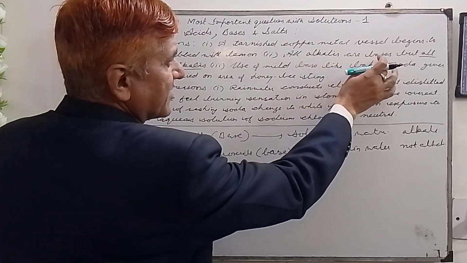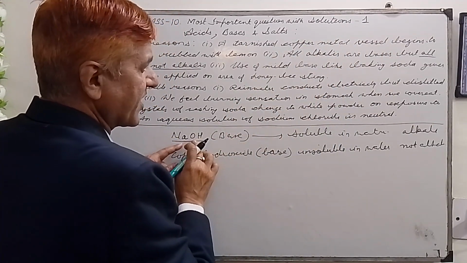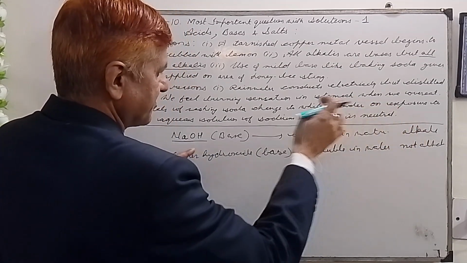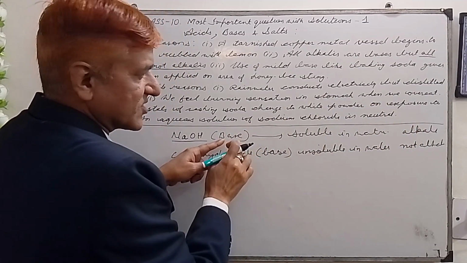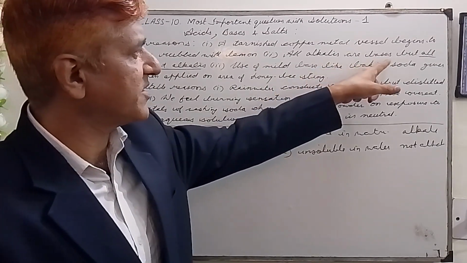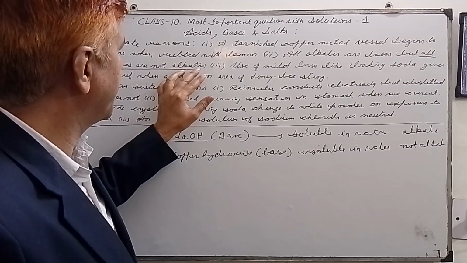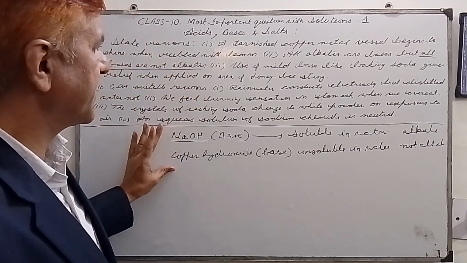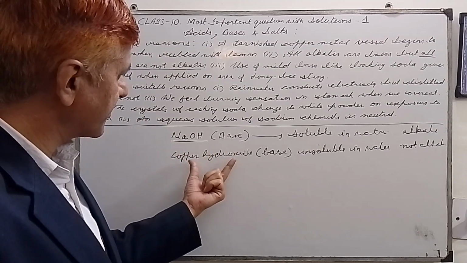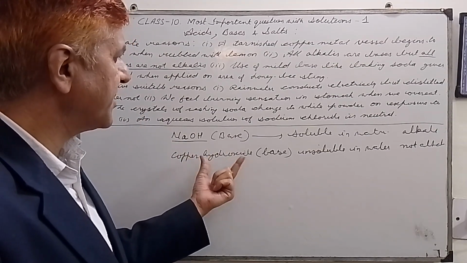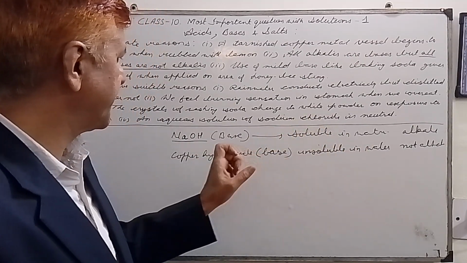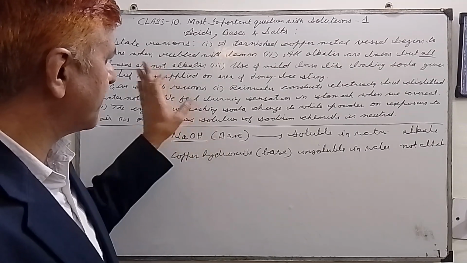And all alkalis are bases. So sodium hydroxide is alkali because it is soluble in water, and this is also a base. Therefore, this statement that all alkalis are bases but all bases are not alkalis gets satisfied. So the answer is this, because copper hydroxide is basic but it is not alkali because it is not soluble in water. So this is the answer of this question.